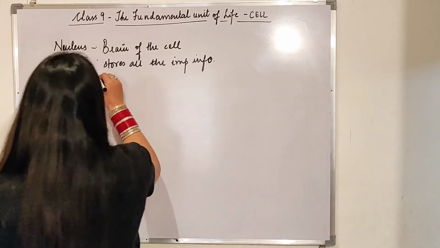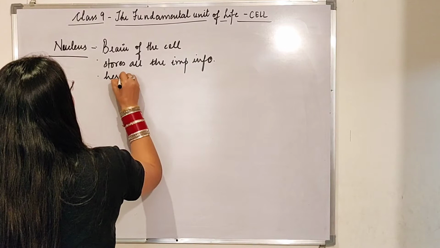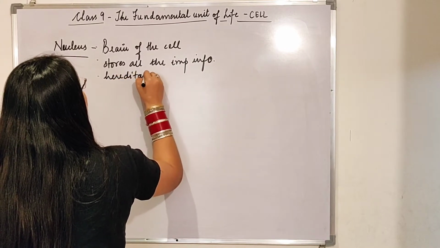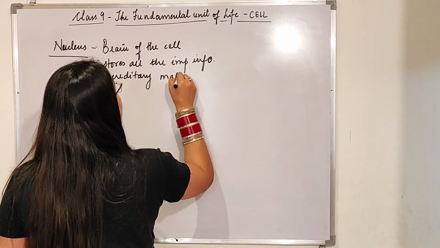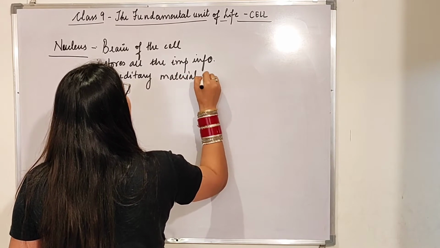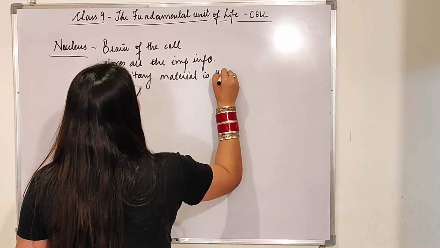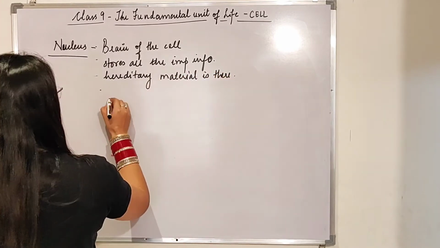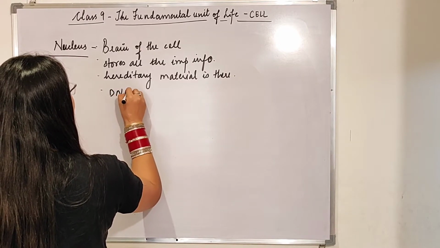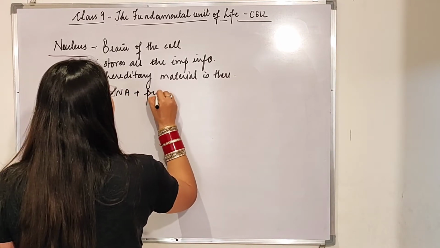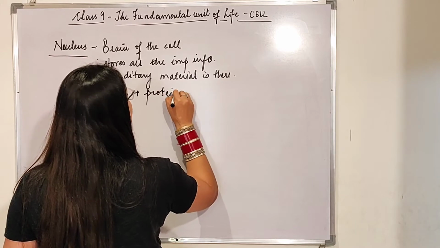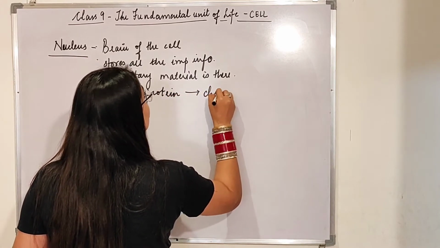All the hereditary material is present inside it, right? All the hereditary material. What is that? Beta, DNA plus protein. That leads to the formation of chromosome.